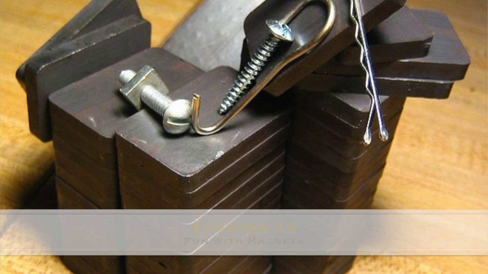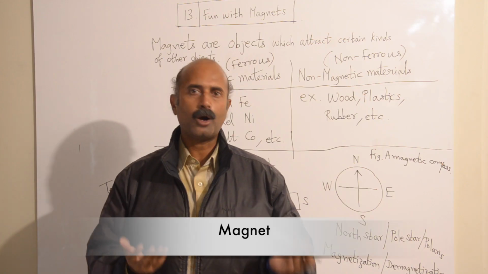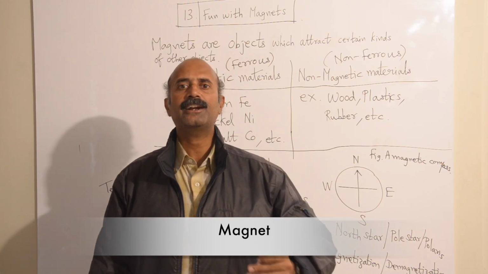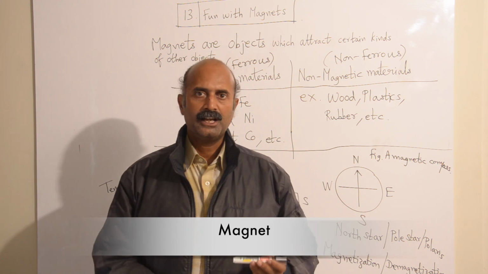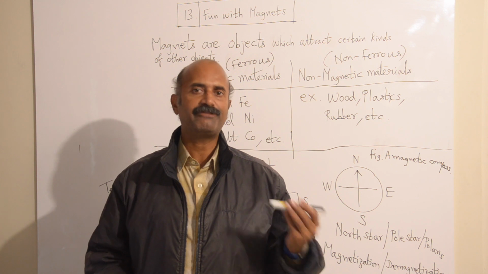Now we will be discussing chapter 13, Fun with Magnets. What do you mean by magnet? Magnets are objects which attract certain kinds of other objects towards them. Normally they are iron based. We can also call them ferrous.